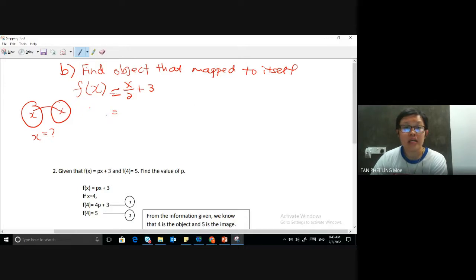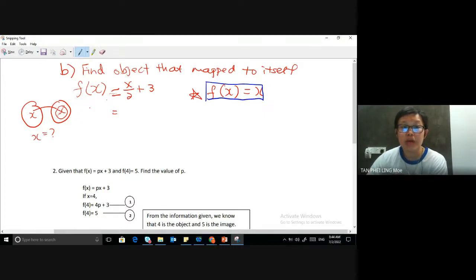You will let the image become x also. Do you see that? So which means here, when mapped to itself, f(x) equals x. Is it okay? This is the key idea here. Okay, f(x) equals x. That's the key idea here, because when mapped to itself, that means the image equals x itself.